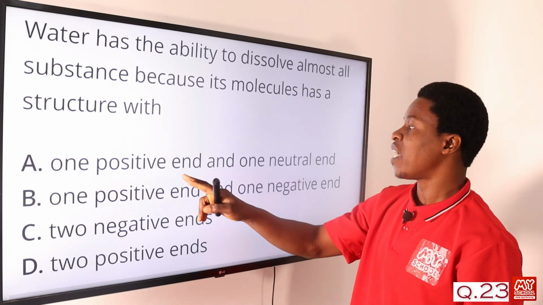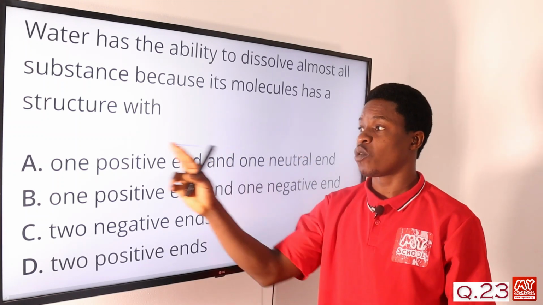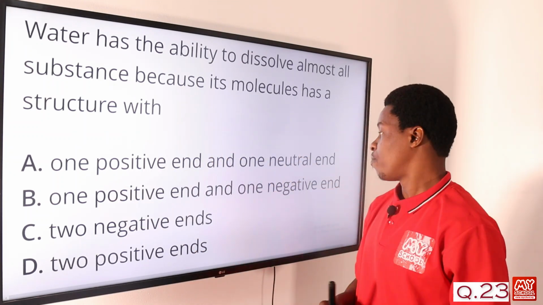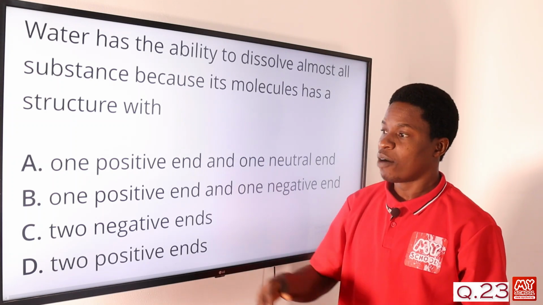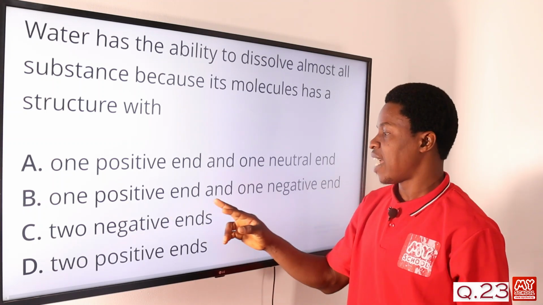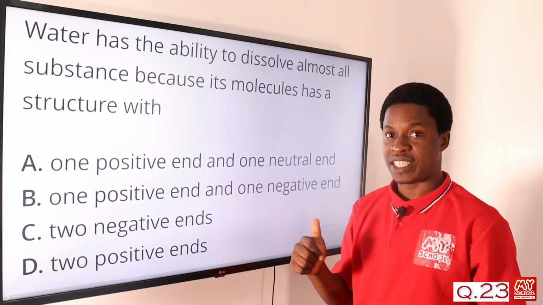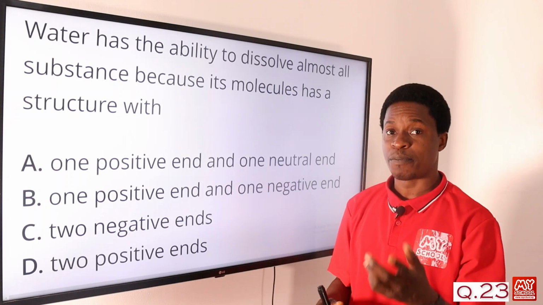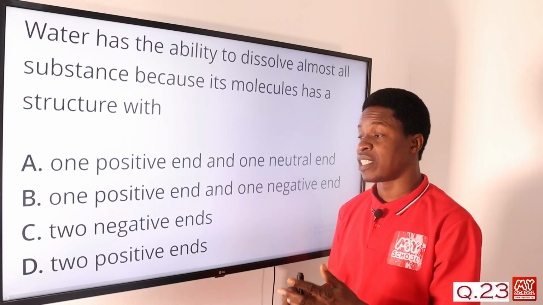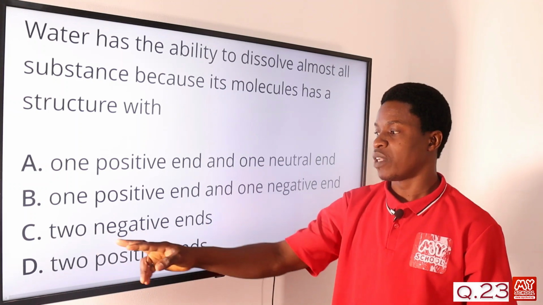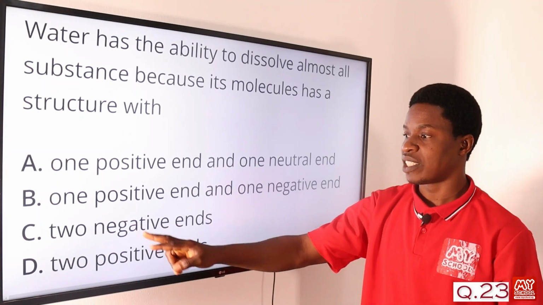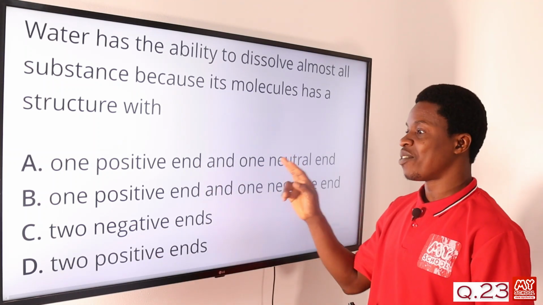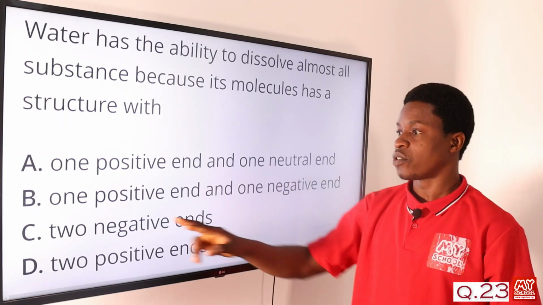Option A says one positive end and one neutral end. No, if it is one positive and one neutral end, it's not going to be polar. Option B says one positive end and one negative end. Of course, yes. I said we have hydrogen positive, we have OH negative. So we have one positive, one negative. Option C, two negative ends. No. Option D, two positive ends. No. So the correct answer is option B.